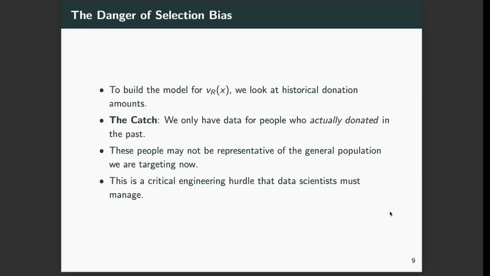Our training sample was selected in a non-random way, and that selection process is related to the very outcome we are trying to predict. The bias it introduces can be severe. Predictions from a biased sample can be badly miscalibrated when applied to the broader population. This is a critical engineering hurdle. Recognizing it, quantifying its potential impact, and finding strategies to mitigate it, such as collecting more representative data or using statistical correction techniques, is part of what a skilled analytical engineer does. The mathematics alone are not enough. You also need to think carefully about the data generating process behind your training data.